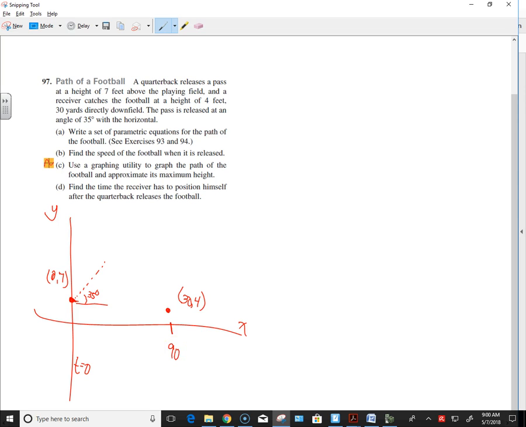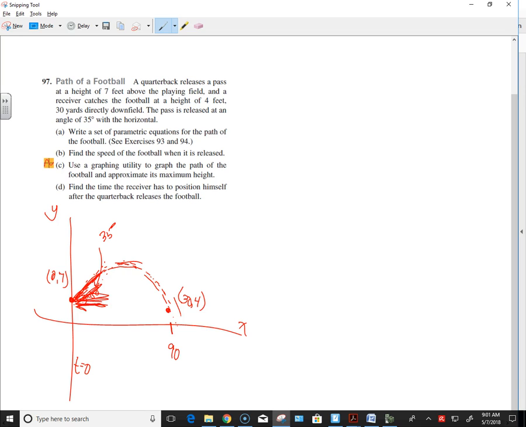Write a set of parametric equations for the path of the football. Do you guys get that this is going to be a parabola? Now they do have this weird little 35-degree thing going on, the angle at which it was released. So my parabola is a little funny looking. Sadly, my orientation is a little off. There we go. So that angle is 35 right there. And then I have a parabola as far as the motion of the ball.